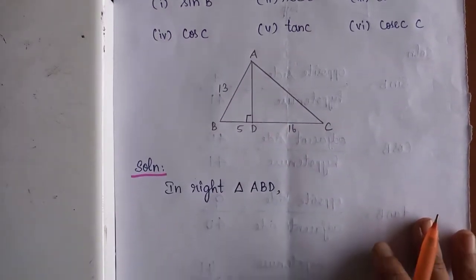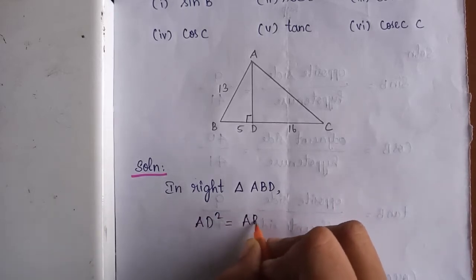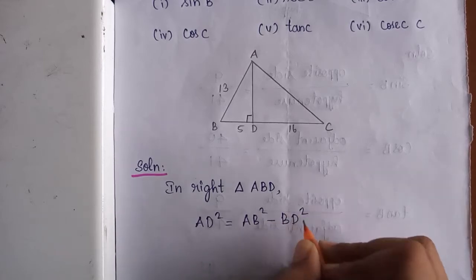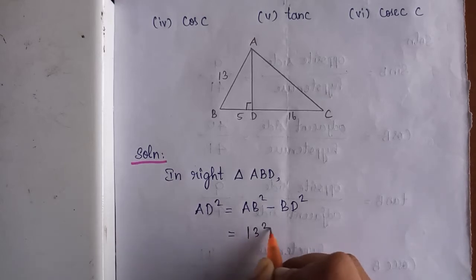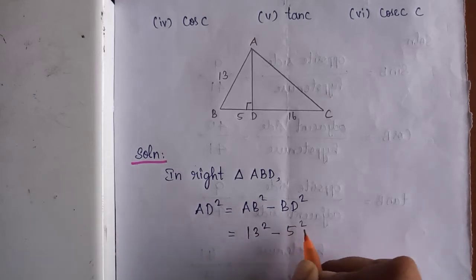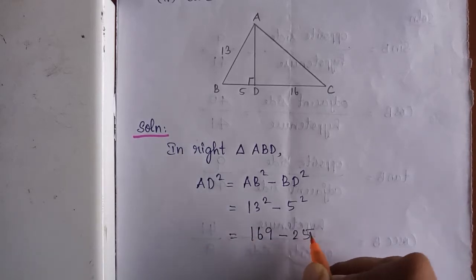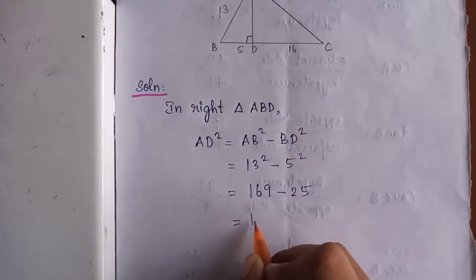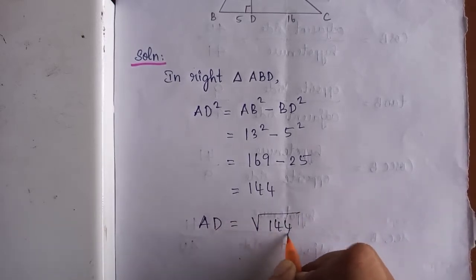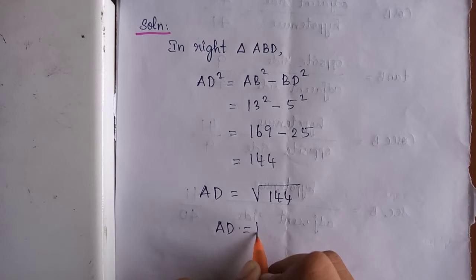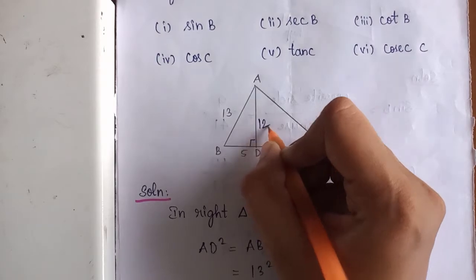So now we have to use the Pythagoras theorem. So AD square is equal to AB square minus BD square, which is equal to AB square is 13 square minus BD square is 5 square, which is equal to 13 square is 169 minus 5 square is 25, which is equal to 144. Therefore AD is equal to root of 144. The value of AD is equal to 12. Now we have found the value of AD, which is nothing but 12.